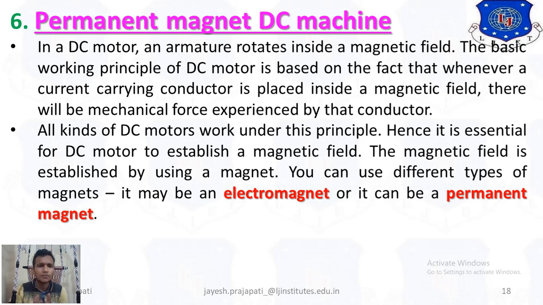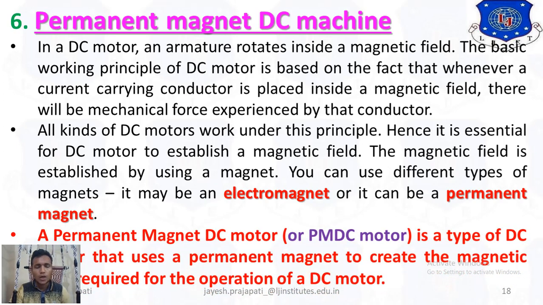Hence it is essential for a DC motor to establish the magnetic field. Here the magnetic field is established by using a magnet. You can use different types of magnet. It can be an electromagnet or it can be a permanent magnet. A permanent magnet DC motor, or PMDC motor, is a type of DC motor that uses a permanent magnet to create the magnetic field required for its operation. So that is the definition of the permanent magnet DC motor.